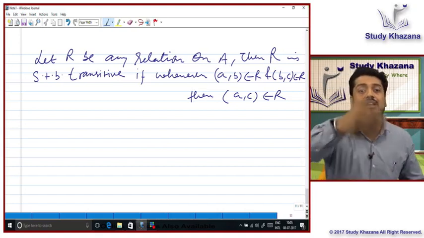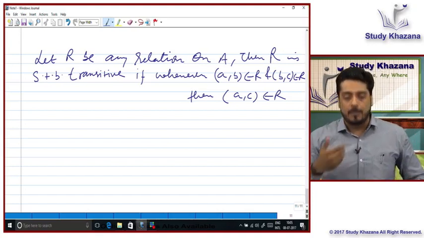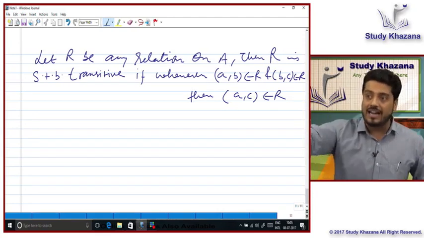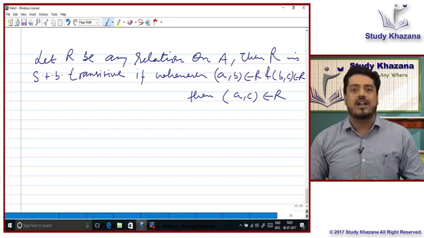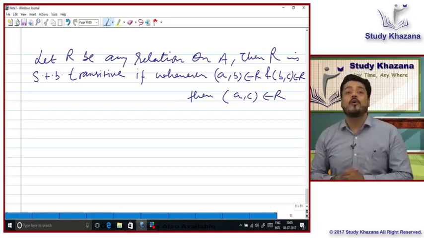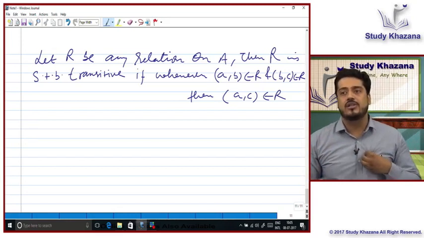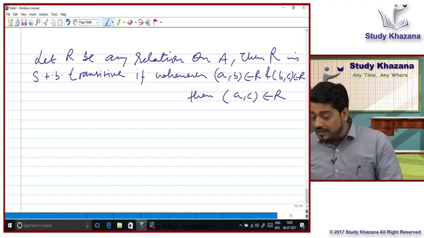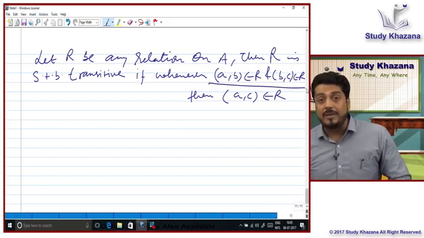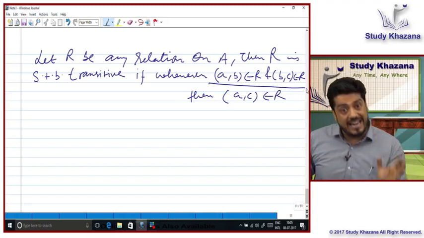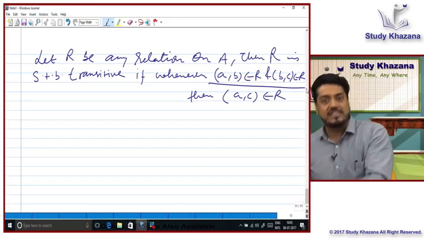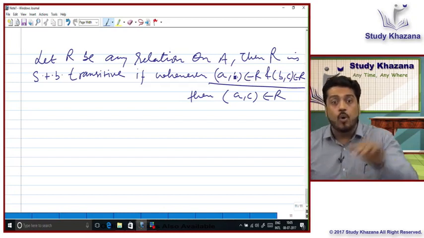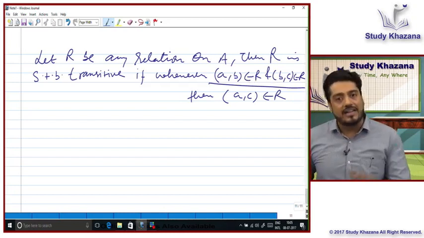Transitivity means transiting a relation from one to the other. Suppose I am related with someone and that someone is related to someone else, so indirectly I am also related with someone else. This is called transitivity. But the important point in transitivity, which generally students forget and are not able to express properly, is whenever this hypothesis is created. That means whenever you have a situation where (A, B) belongs to R and (B, C) belongs to R, that means whenever you have a common link B between A and C, only then you will look for the conclusion that (A, C) belongs to R.